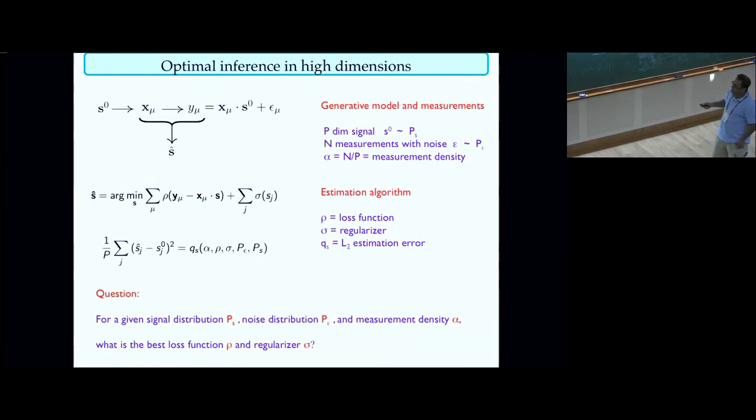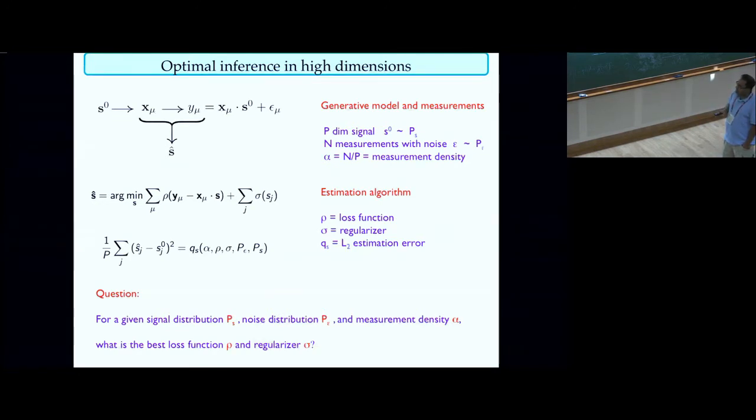And for performance, we're just going to use Q sub S, which I'll call the L2 estimation error. It's just the average per component estimation error. So this is going to be a function of the measurement density, the loss function, the regularizer, the noise distribution, and the signal distribution. And so the critical question we'd like to ask is, for a given signal distribution, noise distribution, measurement density, what is the best loss function and regularizer?